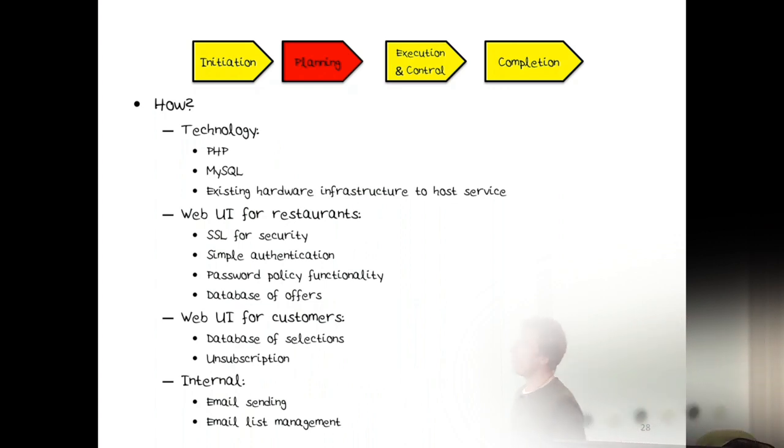So how are we going to do this? Well, we're going to use PHP and MySQL because those are the technologies we know in the agency, and we have enough existing hardware infrastructure to host this. For the web UI for restaurants, we're going to use SSL for security and simple authentication. We need some password policy functionality. We need a database of the offers. Web UI for customers, database of selections, unsubscription, and then the email sending and list management again, which is non-trivial.